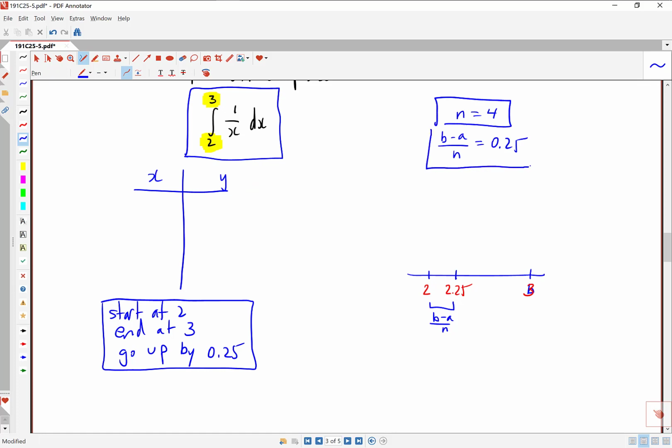I put our b minus a over n just over on the side to make a bit more room for this table. So we're starting at 2, ending at 3, and going up in increments of 0.25. Now we're going to work on putting some y values into the table.